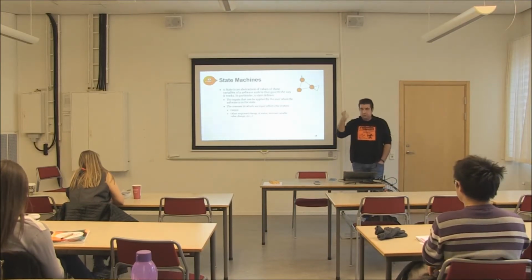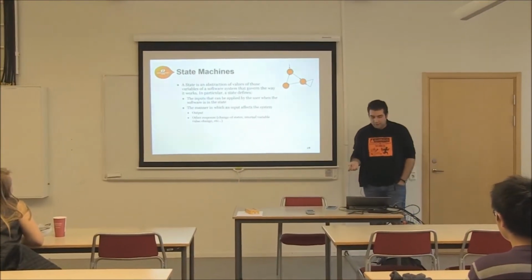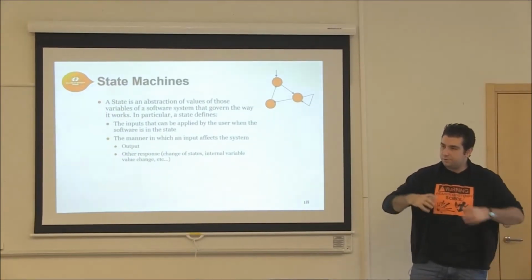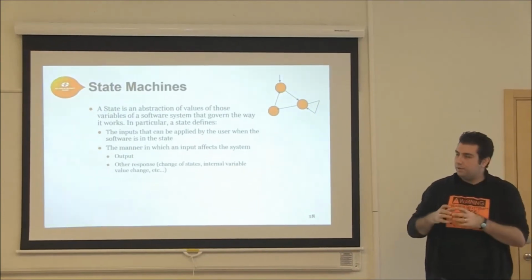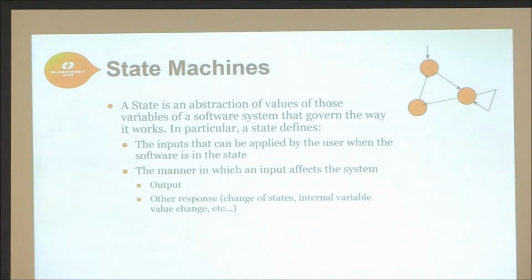Another way to look at the model as a graph is if you remember state machines, and I think you've heard about them. A state in the state machine is an abstraction of those variables of a software system. So you try to encapsulate in a state machine how your software works. In particular, in a state machine, a state can define the inputs that can be applied by the user to get the software in that state. And that could mean the manner in which the input influences the output or influences a local state.